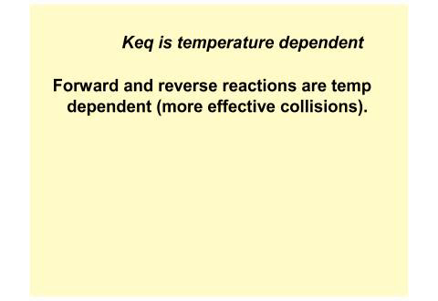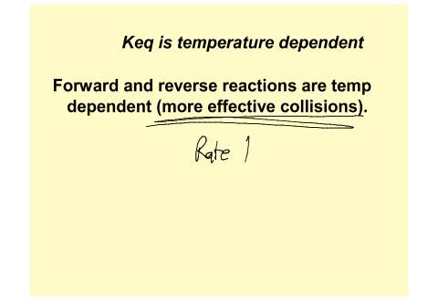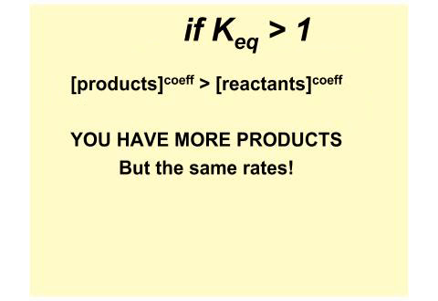So K is products over reactants. K_eq is temperature dependent. Forward and reverse reactions are temperature dependent. And if I asked you kinetically, why? If you have a higher temperature, you're going to have more effective collisions, so rate tends to go up. And we'll talk about that next podcast.